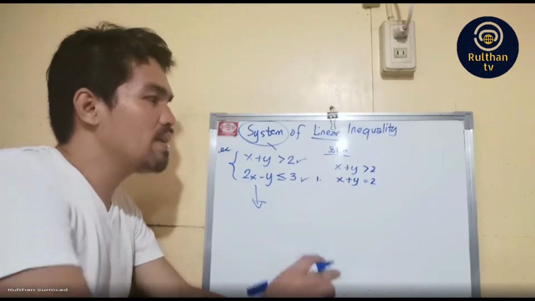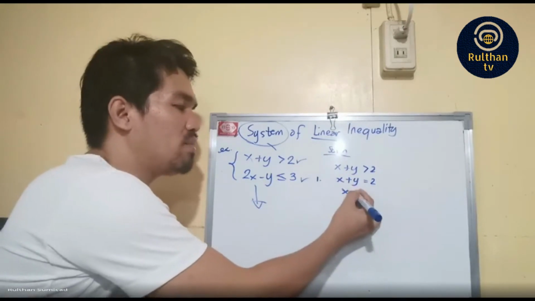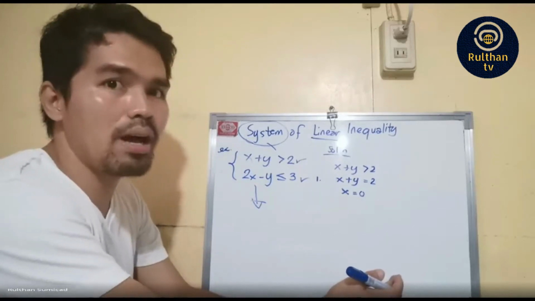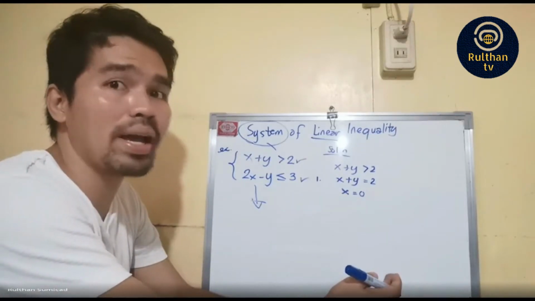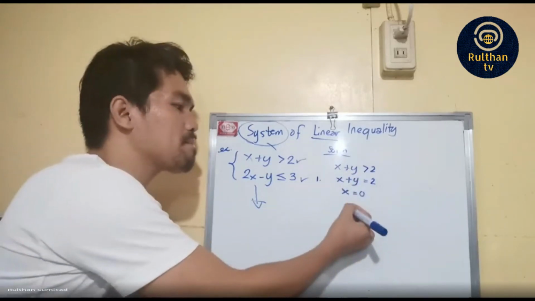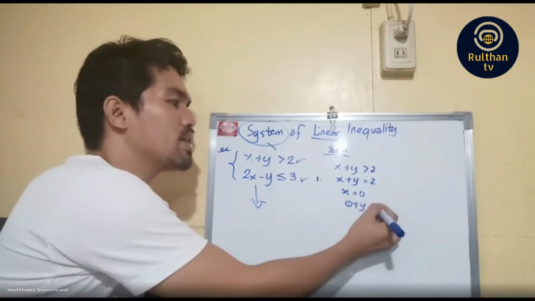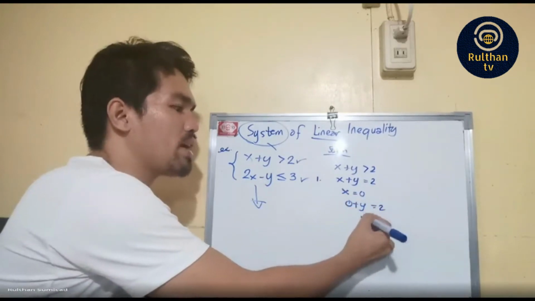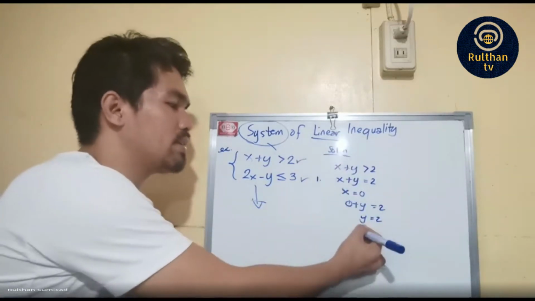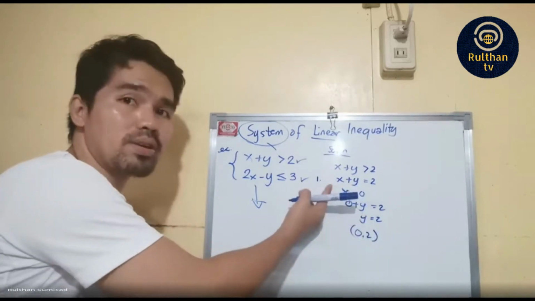First, I'm going to make an assumption of x equals 0. What must be my y when x is 0? That is what I call the y-intercept, because I'm using intercepts. So this becomes 0 plus y equals 2, giving me y equals 2. Together, we have 0, 2. It is guaranteed that 0, 2 is a solution of this equation.